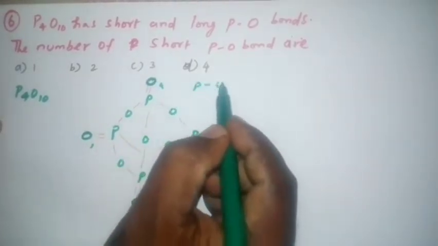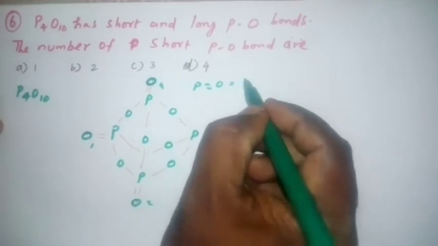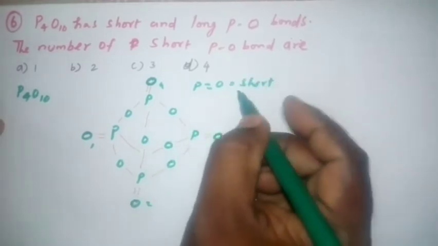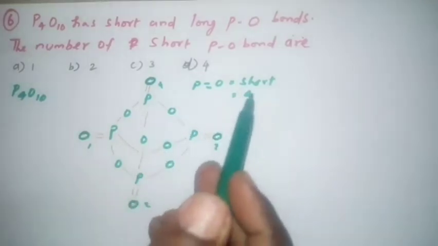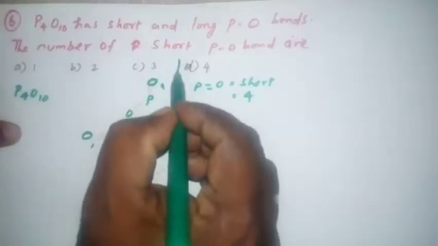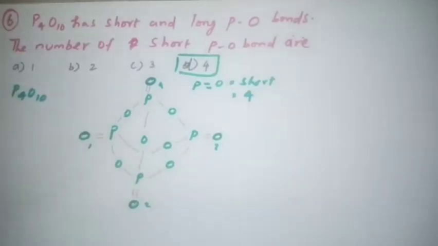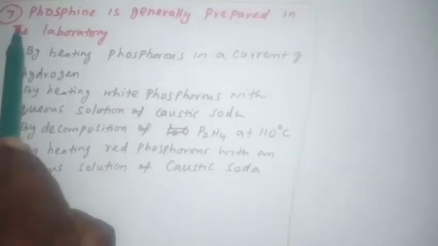So for the P-O bond, the double bond is shorter. So there are 4 such bonds. So short P-O bonds are 4. So option D is the right answer. Okay. Now question number 7.